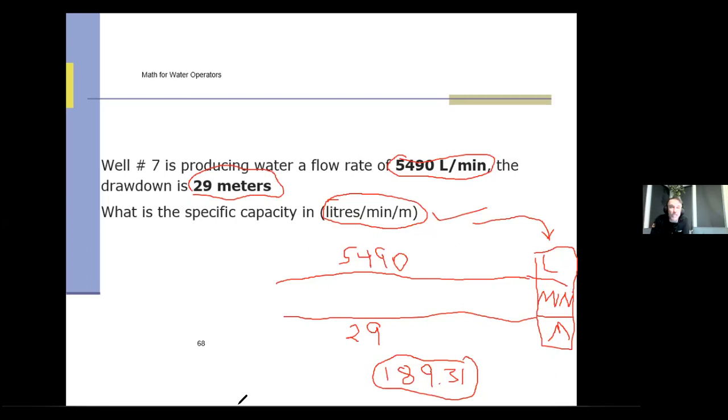That's how much, which is perfect. That's how many liters per minute I'm going to be able to produce per meter of drawdown. Just an easy way to think about it. Any of these questions we're going to start to throw in here is going to be as easy as this, especially when we get into some dosing calculations. I make it very easy so you can think about it a little bit more.